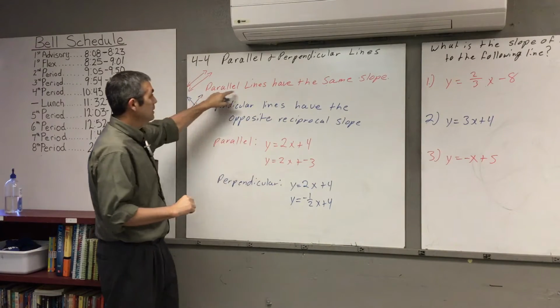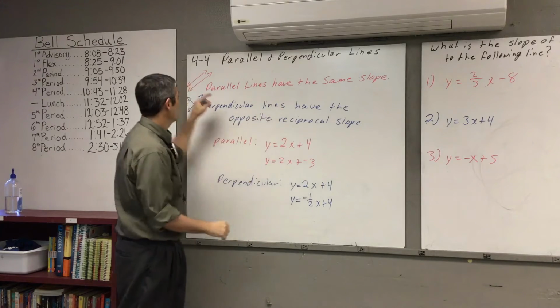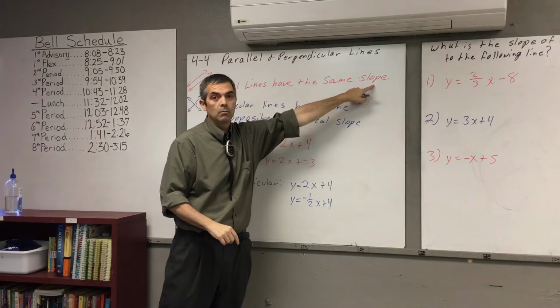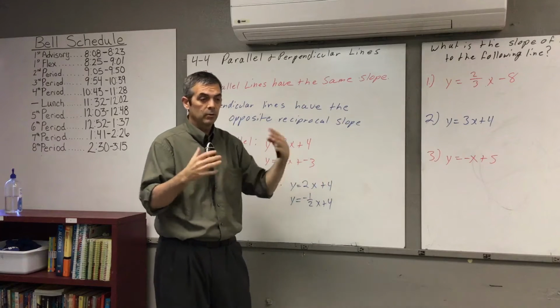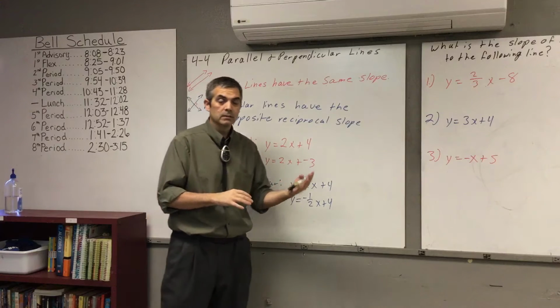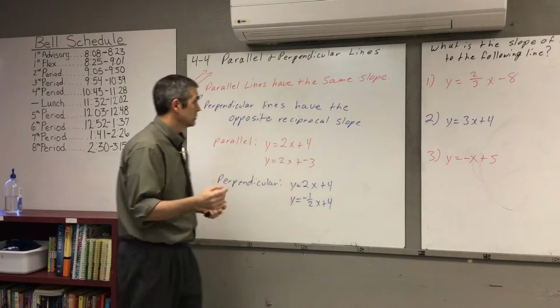Well, parallel lines, lines that run side by side, look kind of like this. Parallel lines have the same slope. So when you're looking at a line or the equation of a line, you should be able to tell whether or not that line is parallel because it'll have the same slope on both of those equations. That's what you're looking for.